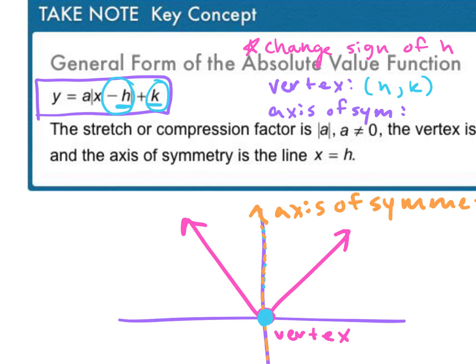So you always change the sign of h. If in your equation here you had x plus 4, that would mean our h is negative 4. So you always change the sign of h. And then your axis of symmetry repeats whatever that h value is. So it's x is equal to whatever h is. So you'll get x is equal to some number, but it's always that h.